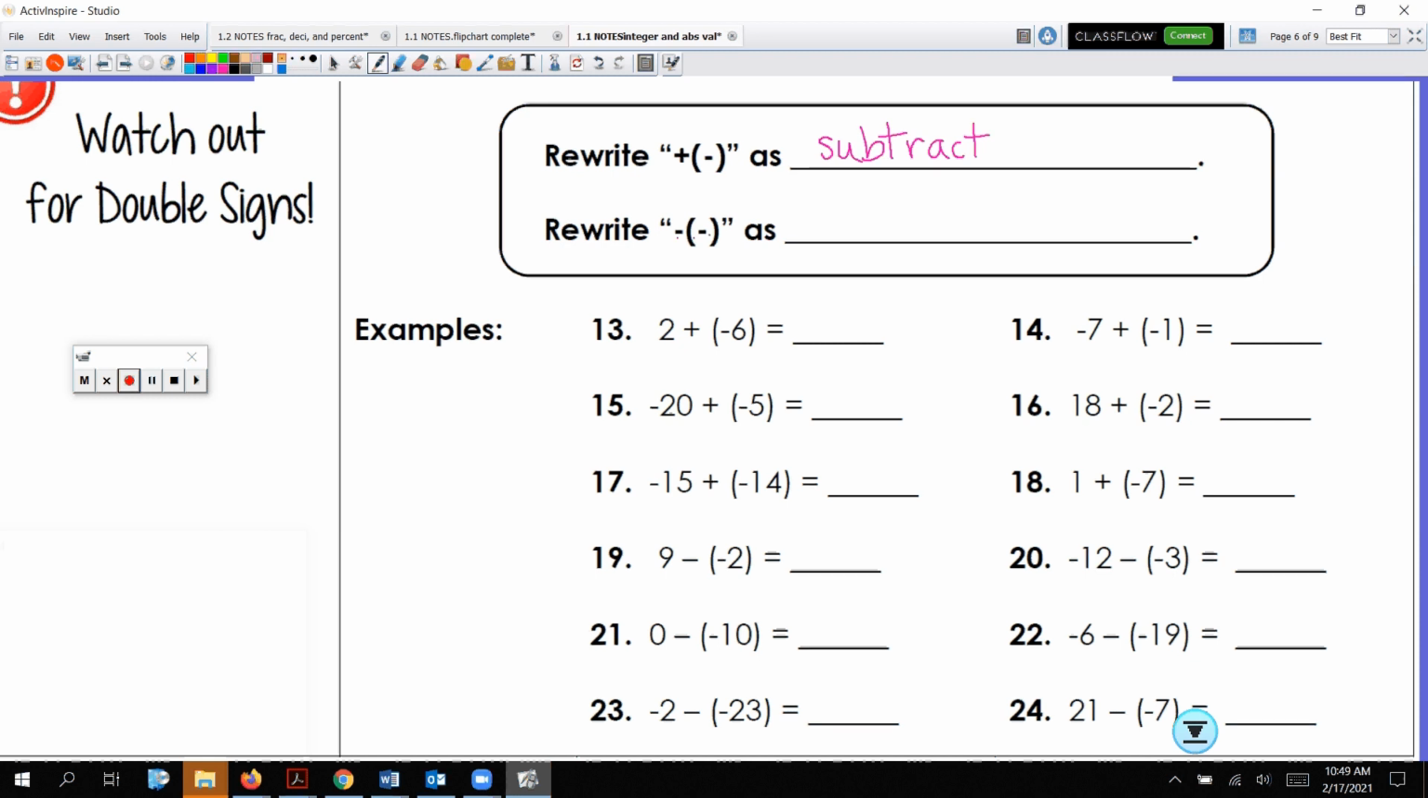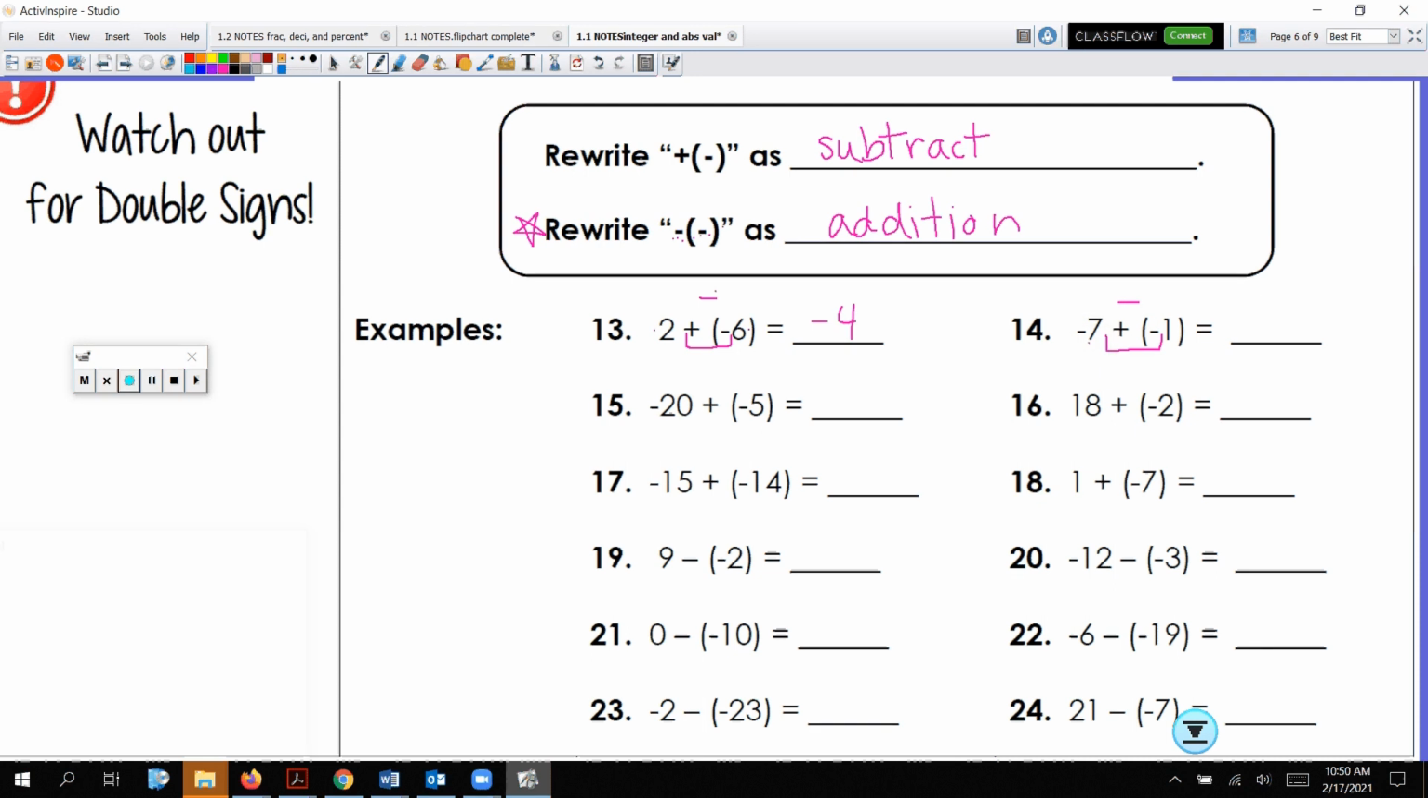If you see minus a negative, this is a weirdo. If you see two negatives together and there's no number in between, that is addition, because really what it's saying is the opposite of subtraction. Okay, so I'm just going to go through and look at the signs. Right here I have plus a negative. That means I subtract. 2 minus 6 is negative 4. If I see plus a negative, that's just subtract.